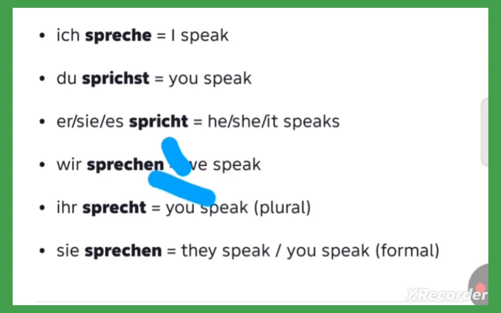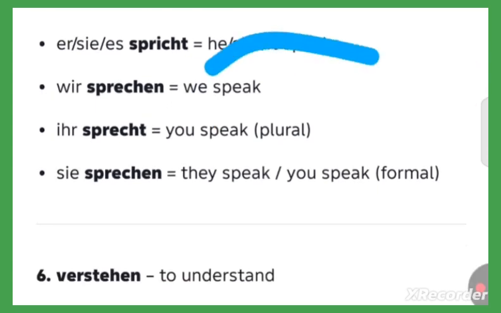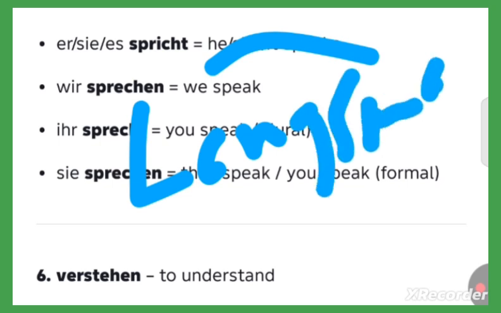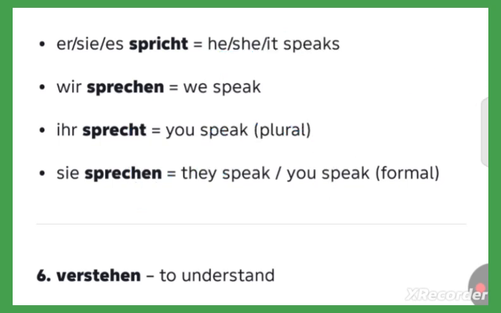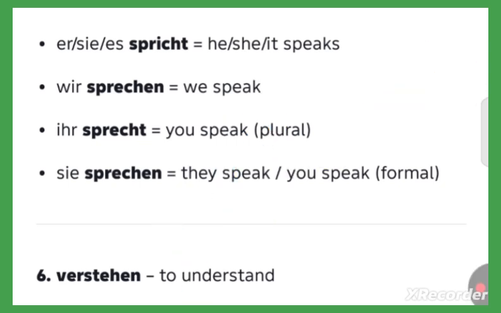If it's wir, for we the verb is always the same as the infinitive, so it will be wir sprechen, meaning we speak. For example, wir sprechen Namwanga. Is it the Namwanga language? Okay, wir sprechen Tumbuka. We speak Tumbuka. Slowly is langsam, so wir sprechen langsam. Fast is schnell, so wir sprechen schnell, we speak fast.